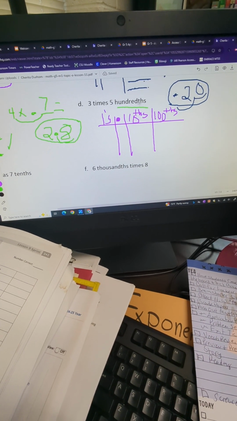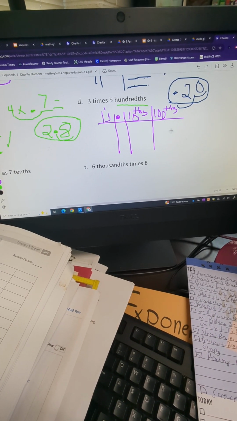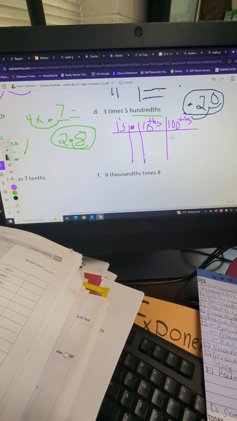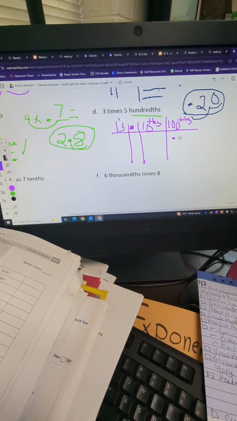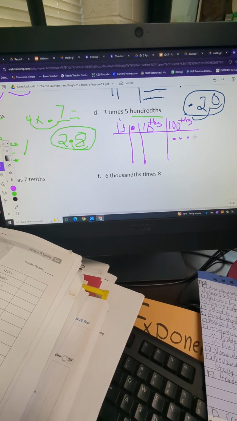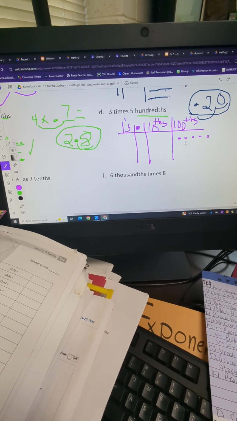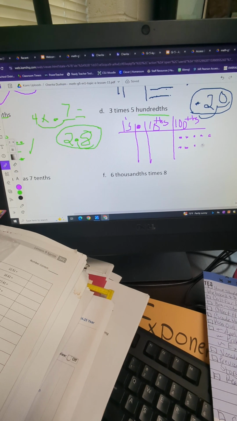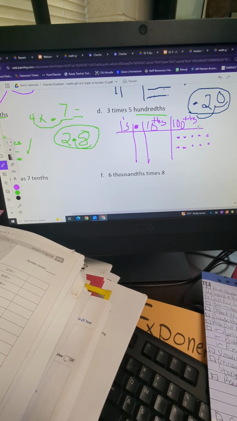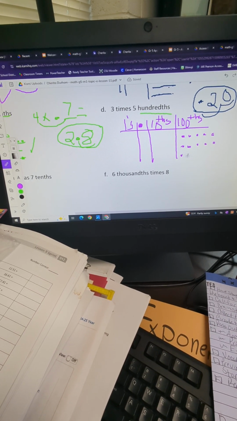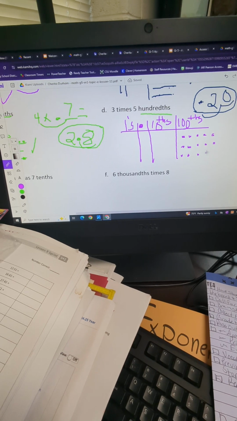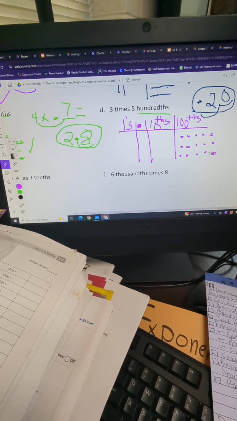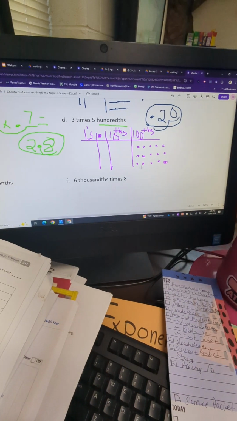Here we have 3 times 5/100ths. So I need groups of 5/100ths in this place value, 3 groups of those, okay? So let's get ready to draw. This is 1, 2, 3, 4, 5. That's 1 group in the hundredths place. We need 3. 1, 2, 3, 4, 5. That's 2 groups in the hundredths place. 1, 2, 3, 4, 5. That's 3 groups in the hundredths place, okay?